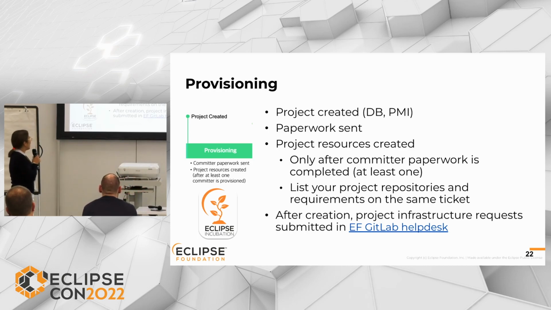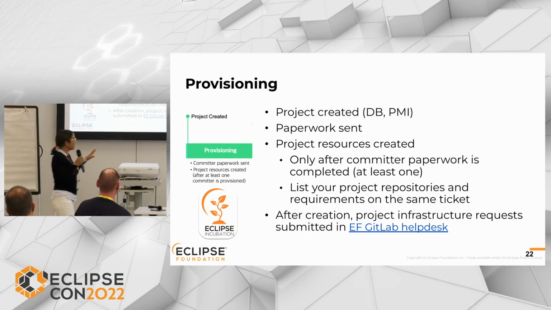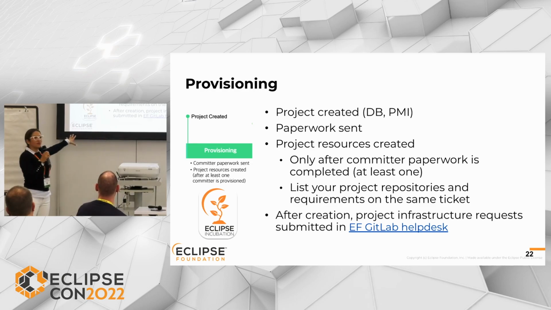At this point, we will ask you, according to the new and updated IP due diligence process, to list all of your project repositories, the ones that you have, the ones that you need to be created. And at that point, all the interaction with the IT team will happen through this initial GitLab ticket. After the project has been created and is ready to start its incubation phase, all the requests for infrastructure changes will have to go through Eclipse Foundation help desk.